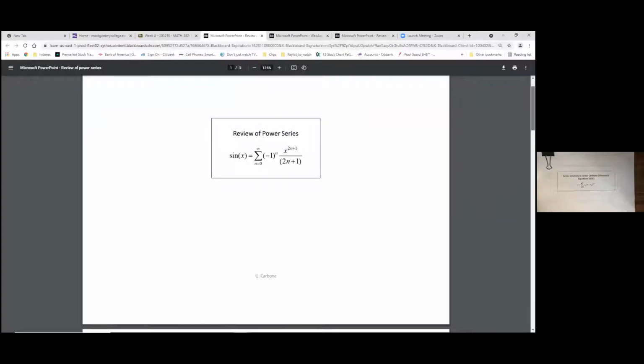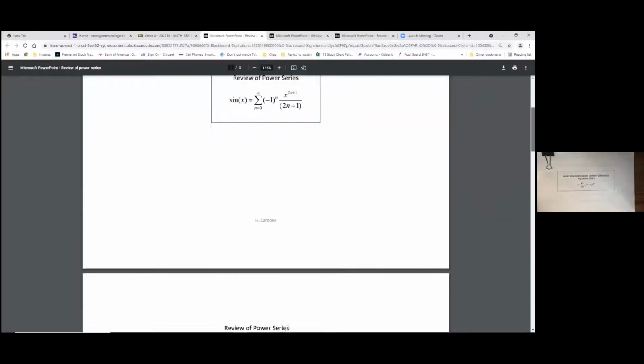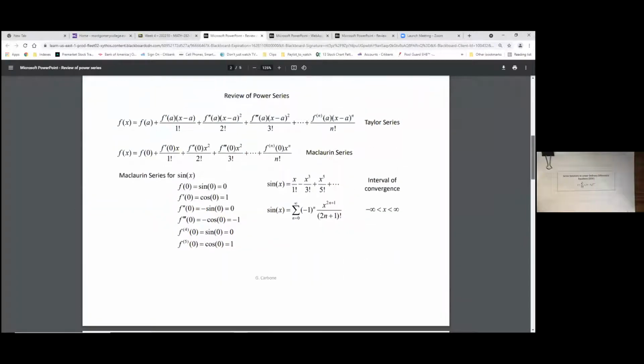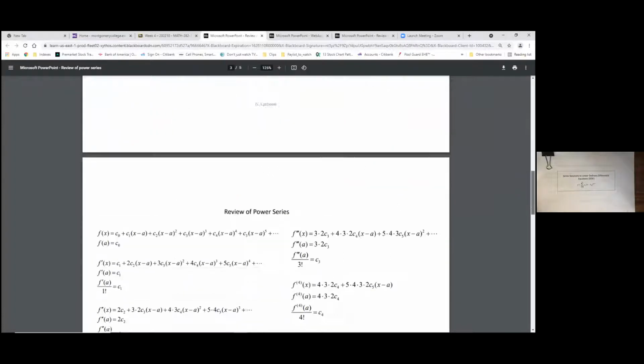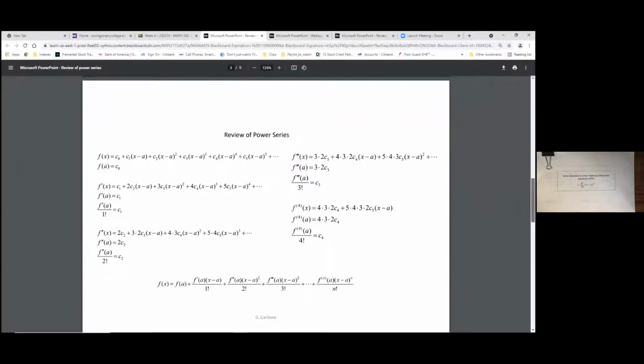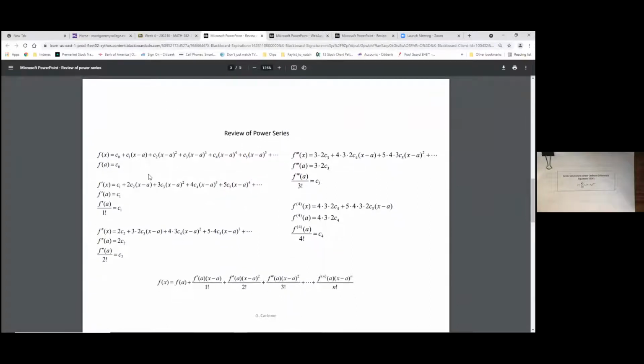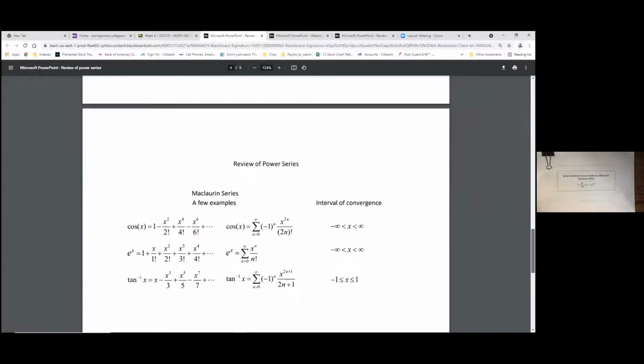All right. So I just have some notes here on a review of power series. I want you to understand this stuff, but to solve the problems that are going to be on the exam, you really don't need to understand the Taylor series and the Maclaurin series. But that's kind of where it comes from. Here I'm showing you where the series comes from. This is kind of like a proof of how you get from here to here, or why it's true.